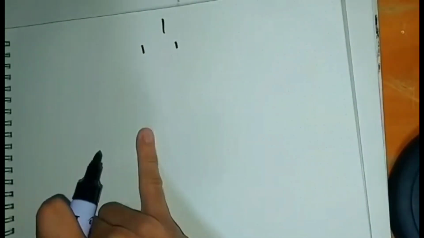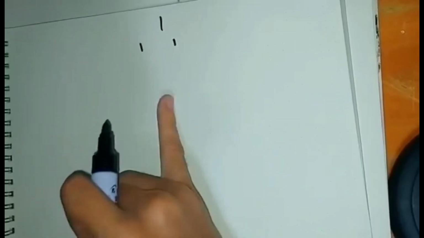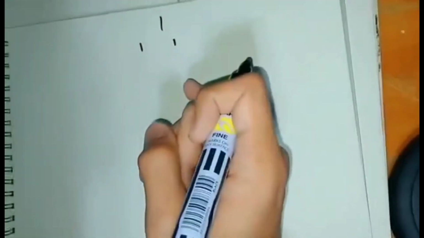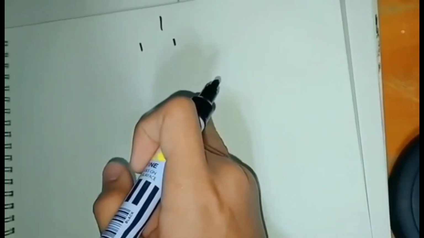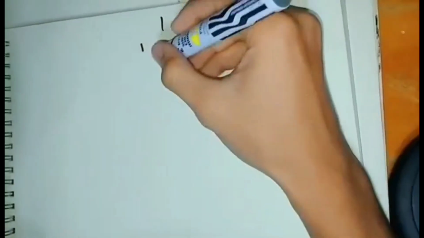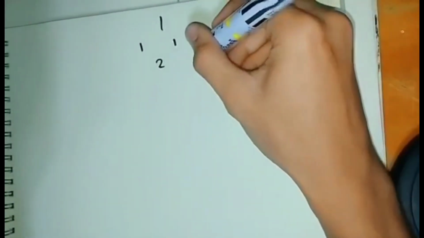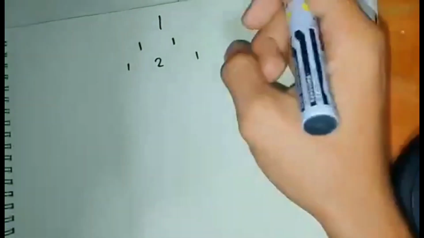We are going to take the sum of the two terms. So in this case, the two ones: the sum of 1 plus 1 is equal to 2. So we write 2 below them and between them. And to complete this line, we write 1 on each end. So let's put there 2, and end this line with a 1 on each end.